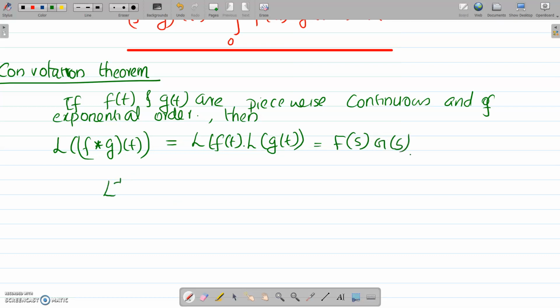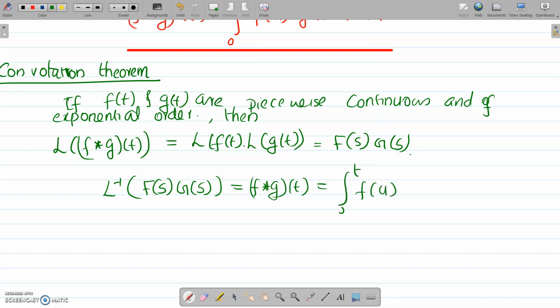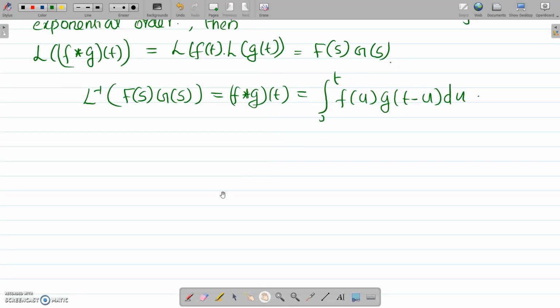So inversely we can say that the L inverse of F of s into G of s is equal to f star g of t, and it is defined by the integral 0 to t of f of u into g of t minus u du. Okay, this is the convolution theorem. Next, we have to do some more problems using this convolution theorem. Problem.